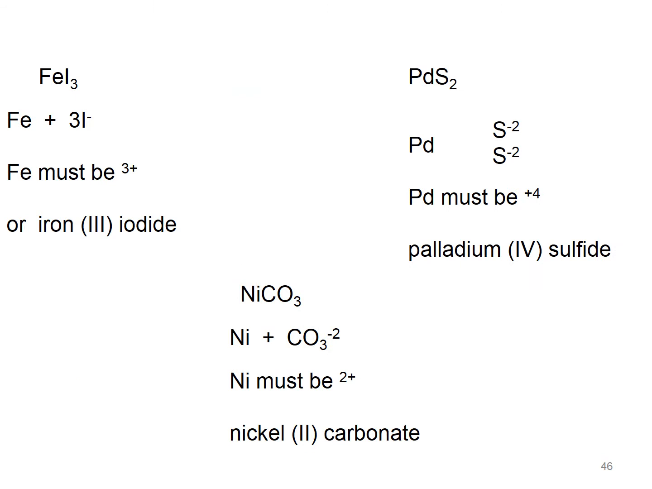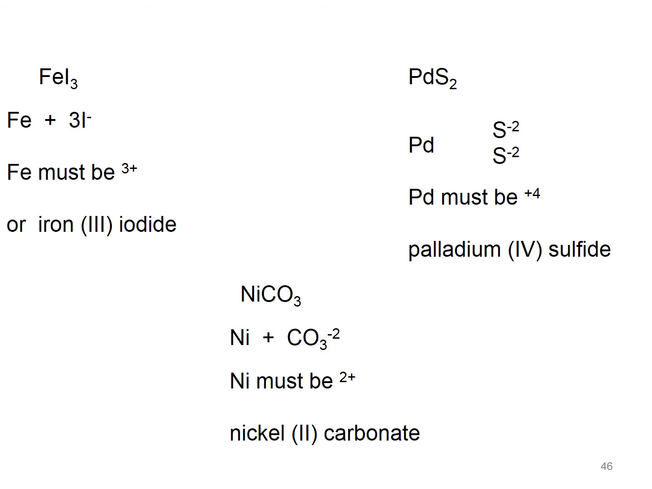So again, for FeI3, we know there are 3 iodide ions, and we know those are each -1. So iron must be +3, and so we call it iron 3 iodide. For NiCO3, we know that this is a carbonate ion, and if you look up the charge on the chart, you see it's -2. Since there's an equal amount of nickels and carbonates, then nickel must be +2, and so we call this nickel 2 carbonate.